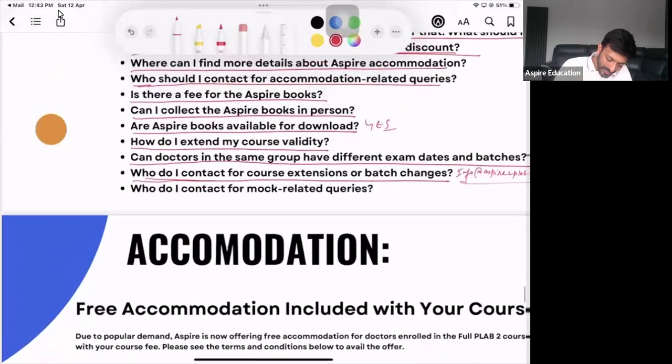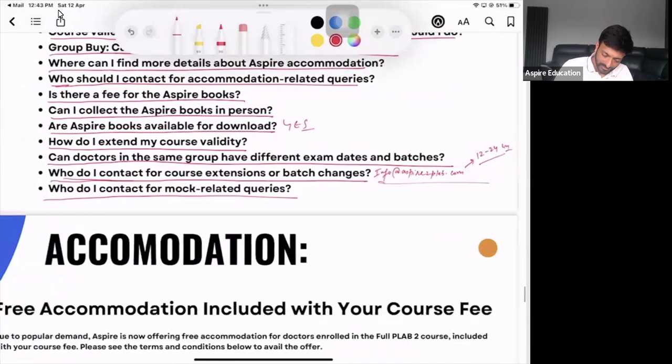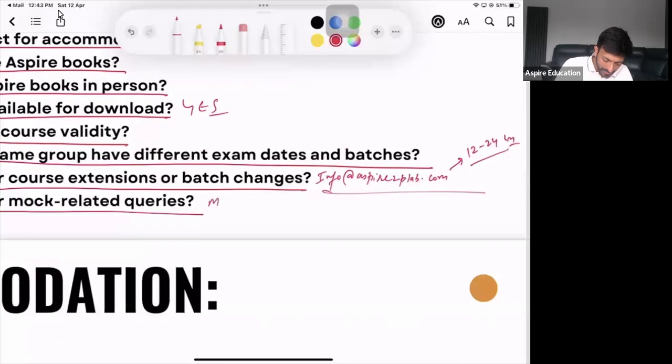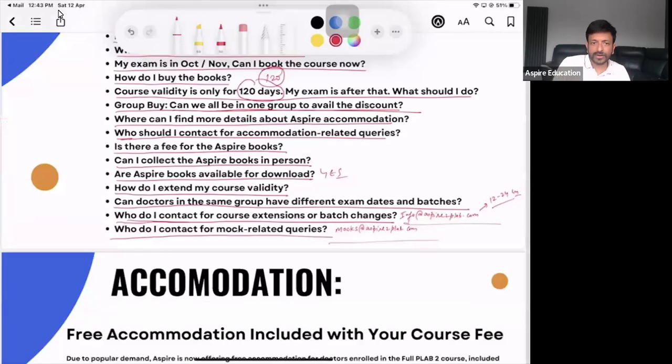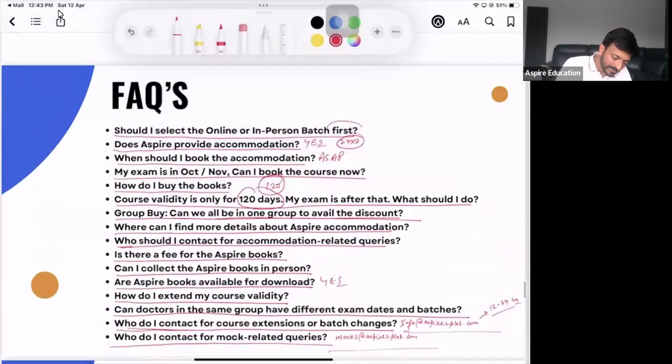And who do I contact for mock related queries? You can write to the same info address, or we have got a separate mock email, mocks@aspire2plab.com. Right, so that's how it is. Because if you're going to book an extra mock and all those things, we can help you out with this as well. Okay, so these are the frequently asked questions.